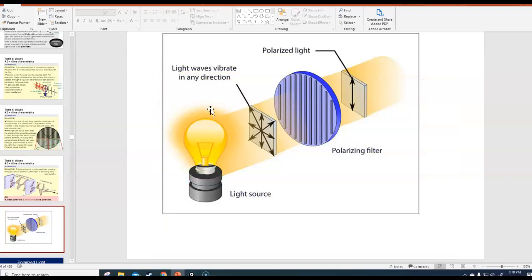And this is just a diagram showing the same thing. Here's a light bulb, here's the light that goes in, it's unpolarized, it goes through the piece of Polaroid film, comes out, and it's all restricted. Okay, it's all oscillating.